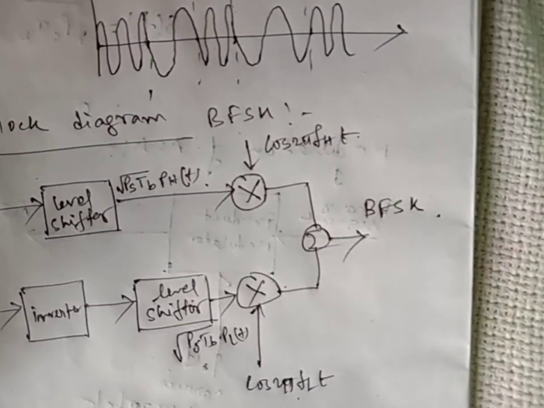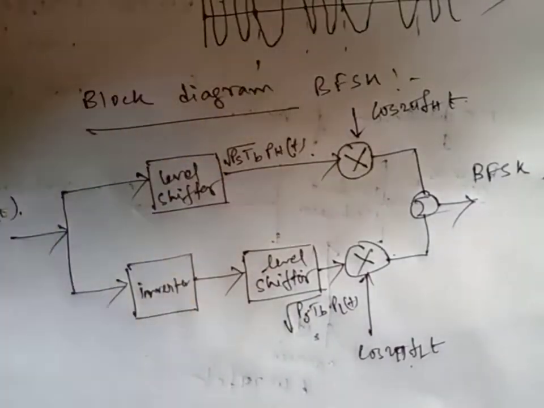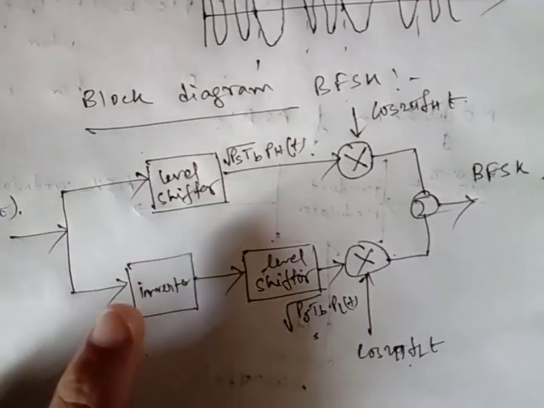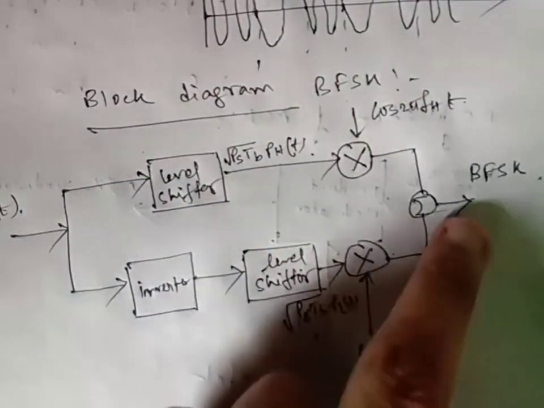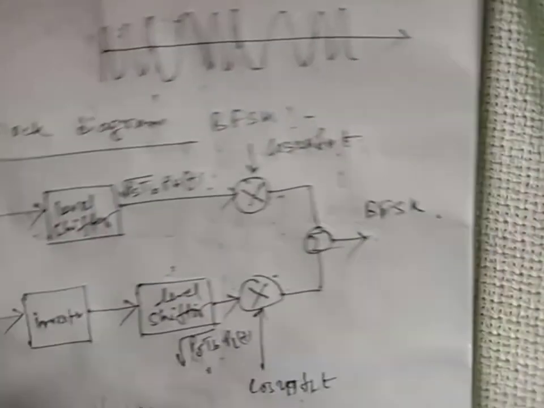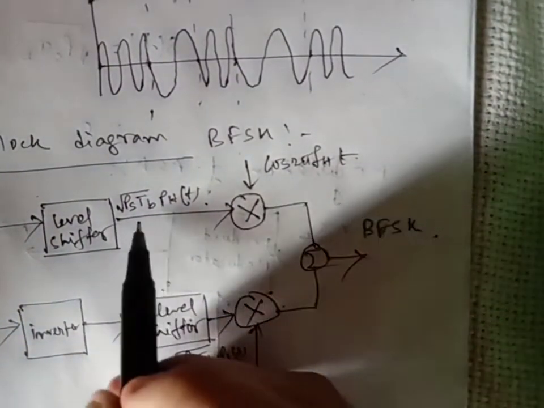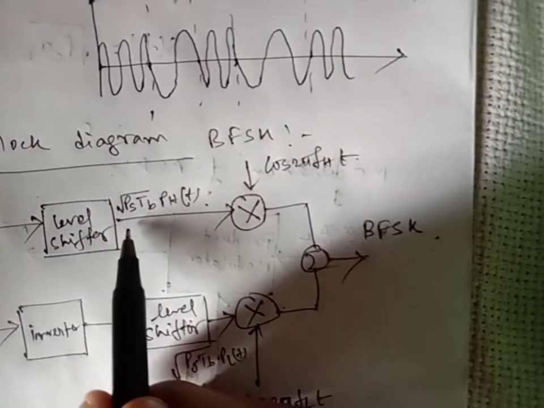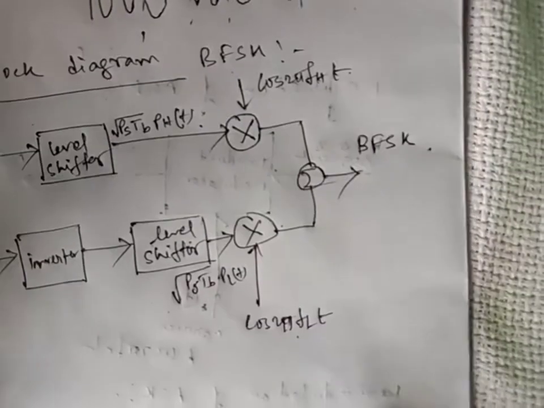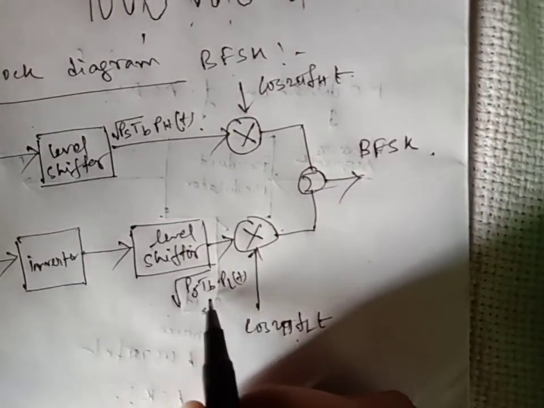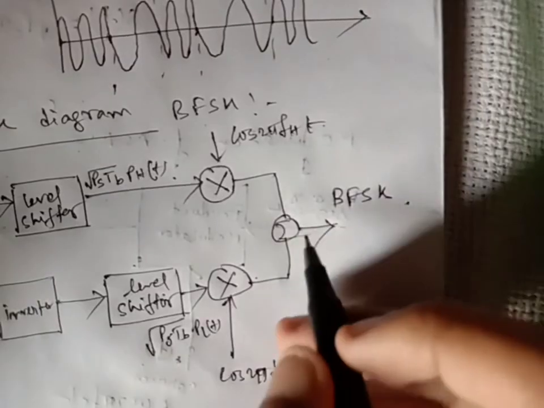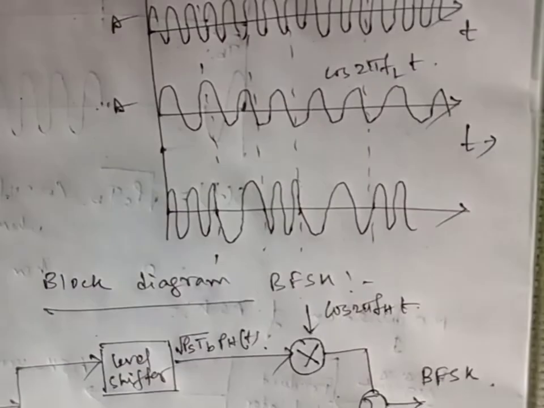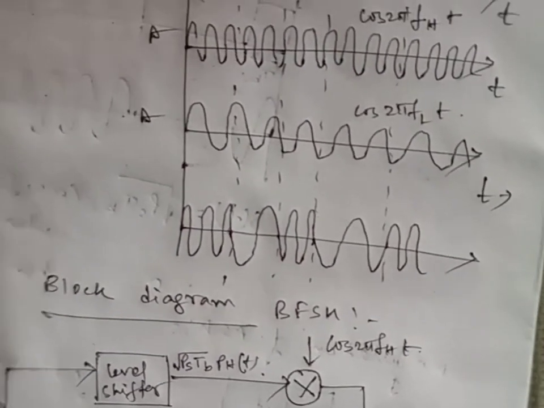Okay, now see carefully. If this one is on, this one will be off. If this one is on, this one will be off. Hence the output will be in the same phase. Here the higher frequency carrier is multiplied with root P_S T_B into phi_h(t), and here the lower frequency carrier is multiplied with root P_S T_B into phi_l(t). Now after the addition we get our resultant signal. This way BFSK is generated.